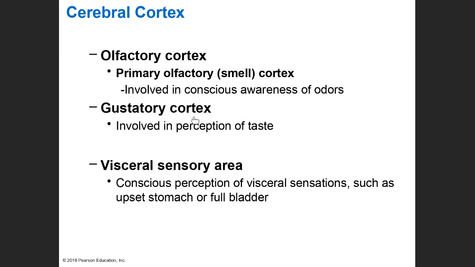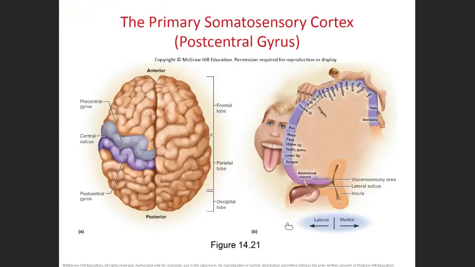And again, these all just speak for themselves. Olfactory cortex, you also have a primary olfactory cortex involved in the awareness of odors, gustatory dealing with taste, visceral dealing with sensations associated with organs. So again, here's your precentral gyrus, and then your postcentral gyrus just behind that.